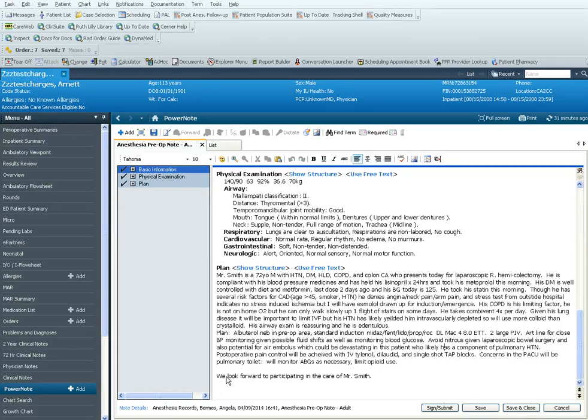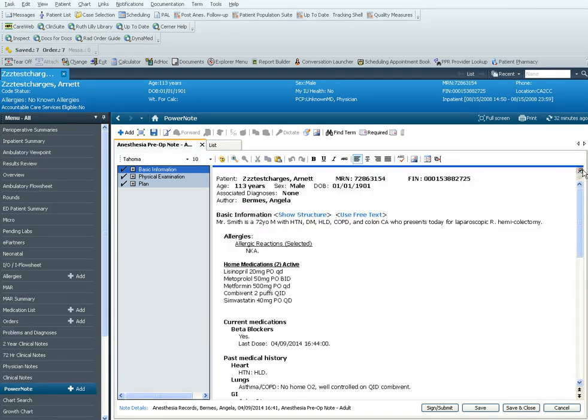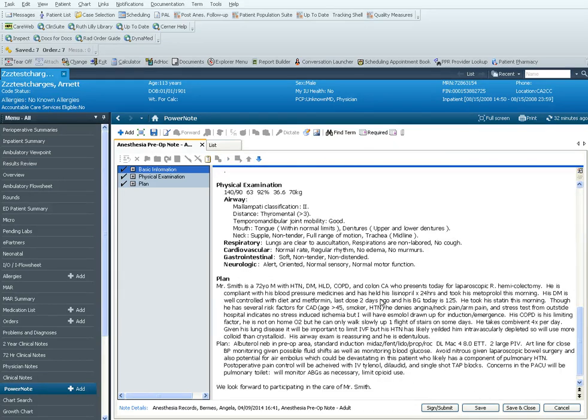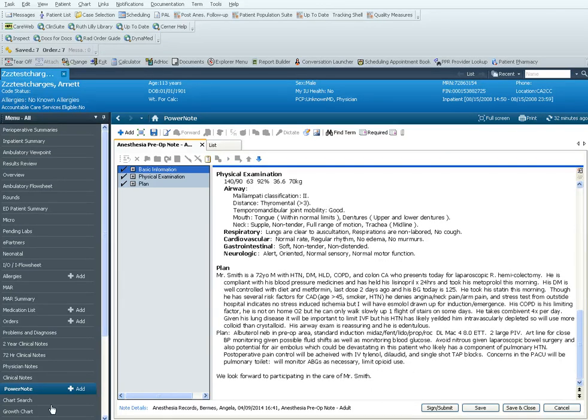And then I always like to put this in: we look forward to participating in the care of Mr. Smith. Anesthesiologists are consultants, and this sort of, I guess, reminds people of that. And that's it. There's your note. Look at it in the published view, and be happy.